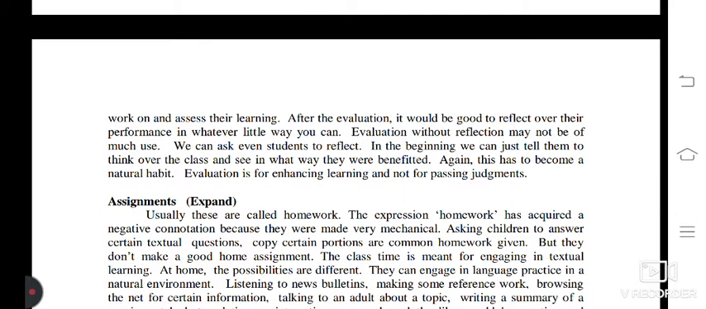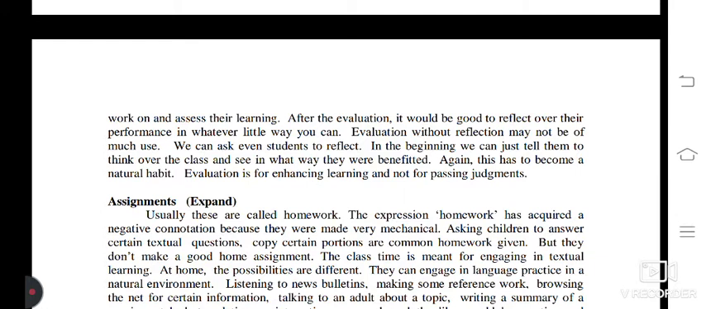We can ask even students to reflect. In the beginning, we can just tell them to think over the class and see in what way they were benefited. Again, this has to become a natural habit. Evaluation is for enhancing learning and not for passing judgment.